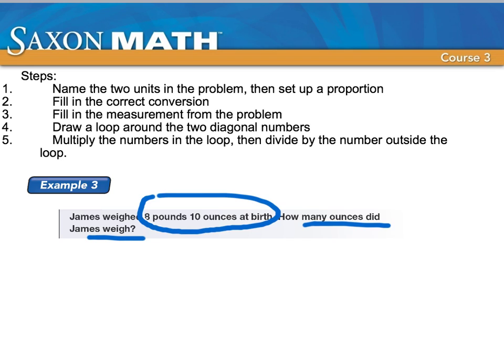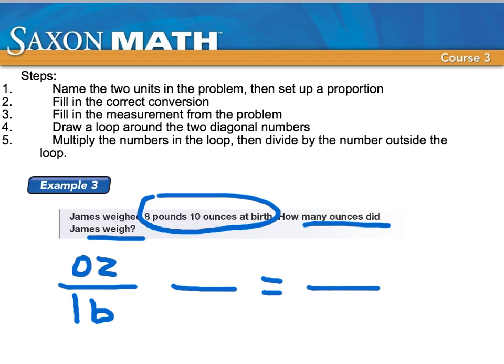Alright, so first thing, fill in the 2 units. We've got ounces and pounds. Those are the abbreviations: OZ for ounces, LB for pounds. Then set up your proportion. Fill in the correct conversion. You have to look this up. If you don't know it, that's fine. But the correct conversion is there are 16 ounces for every 1 pound. Then fill in the measurement from the problem.